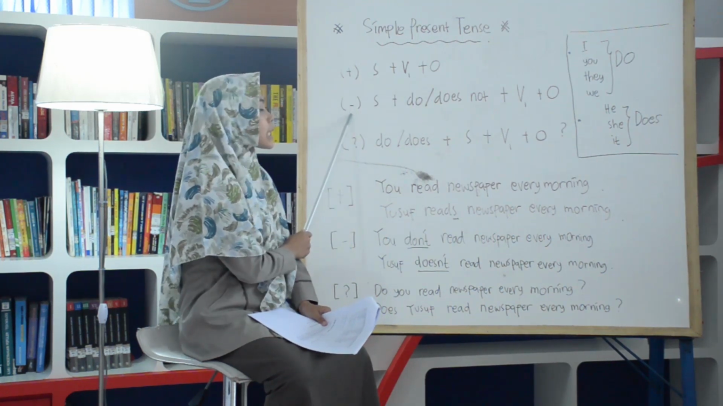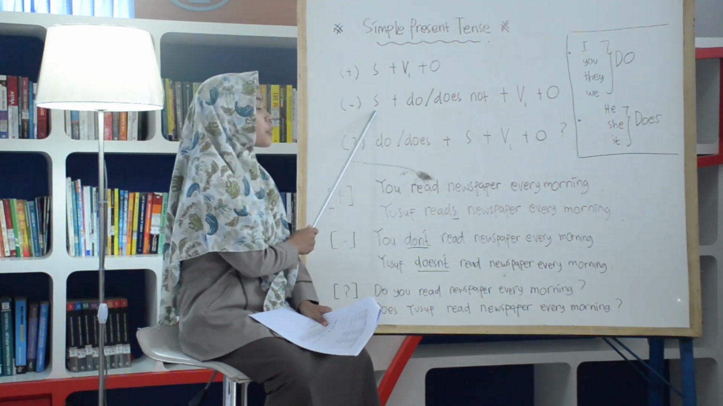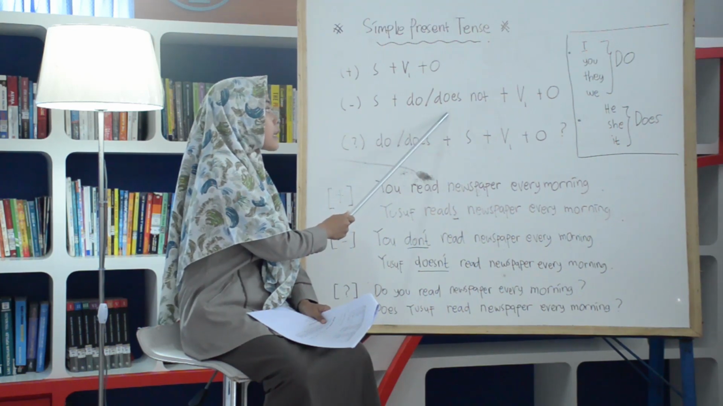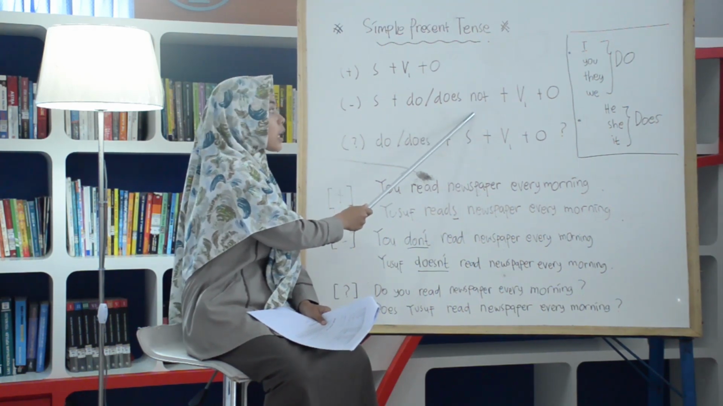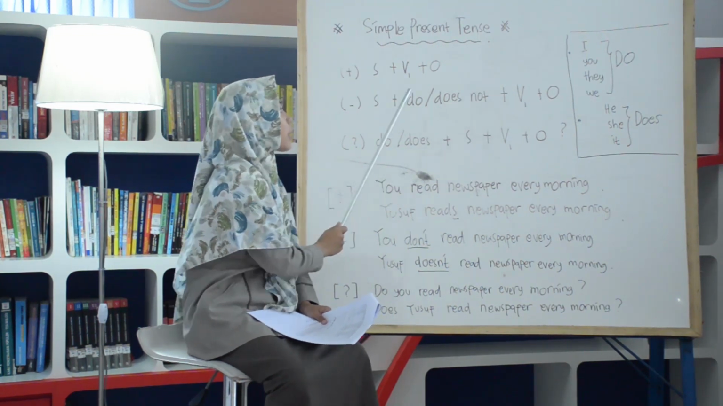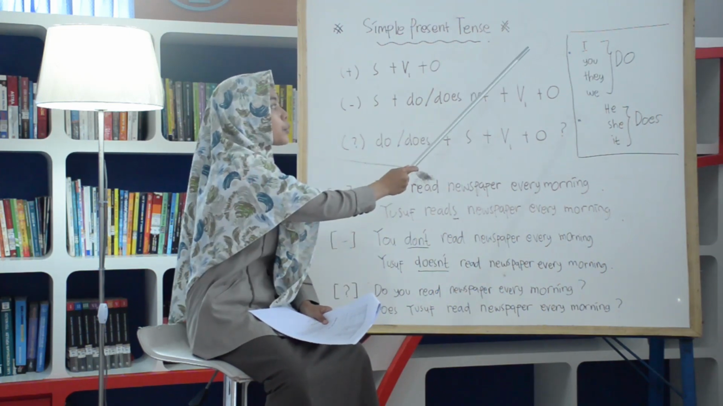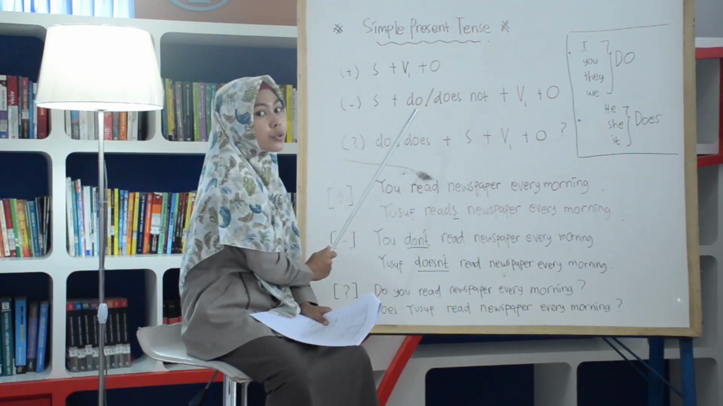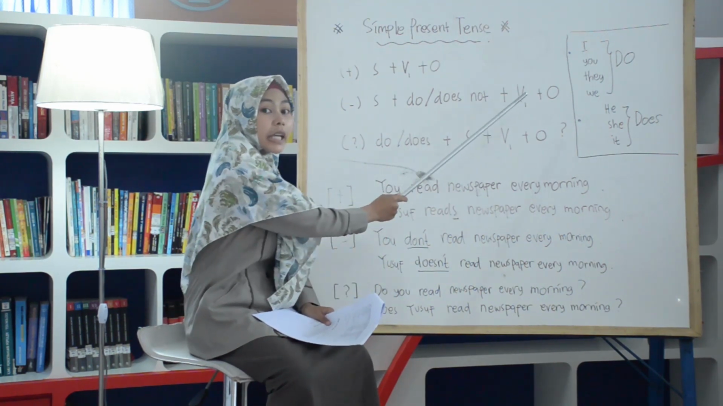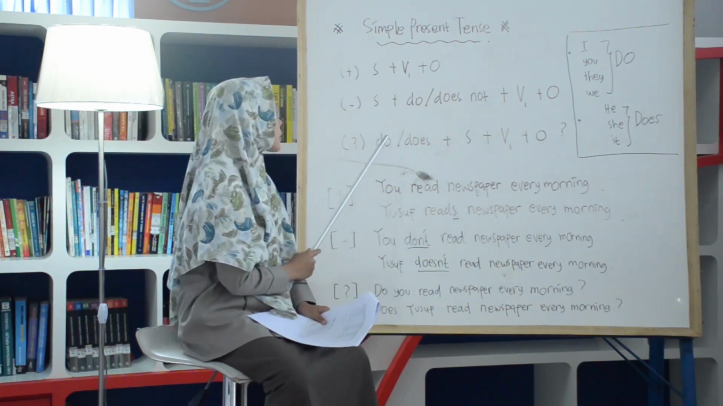The second is negative form. Here is subject plus do or does plus not plus verb 1 plus object. Remember, if the subject is I, you, they, we, you have to add do. And if the subject is he, she, it, you have to add does.